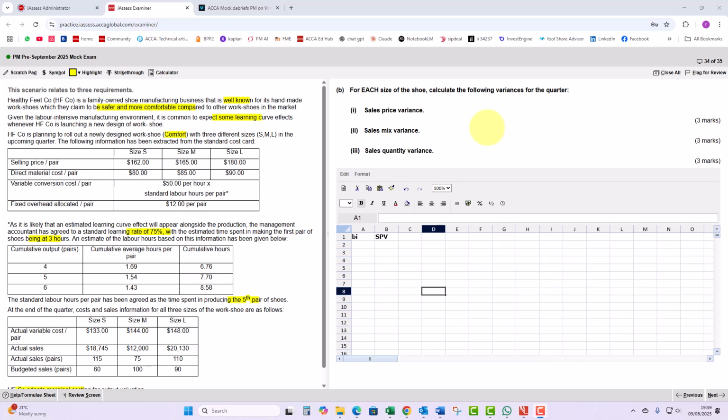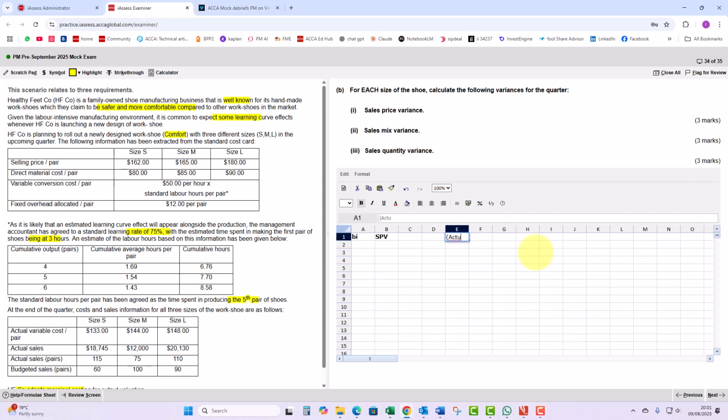The sales price variance and the sales volume variance make up the total sales variance. And the sales volume variance can be split into mix and quantity variances. And the sales price variance compares the actual price that we charged compared to the standard price for the actual quantity. So there are 2 ways to do it.